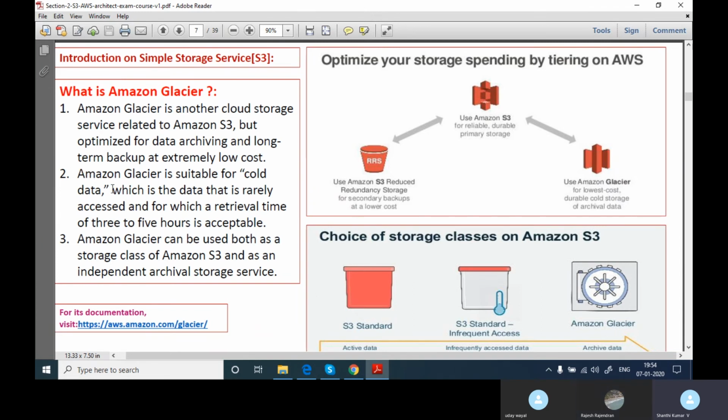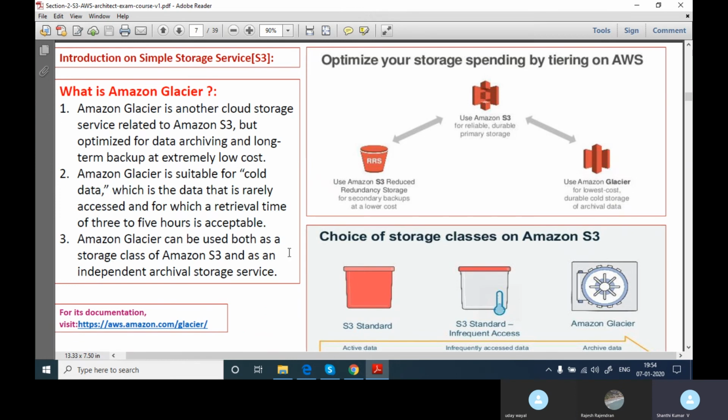Amazon Glacier is suitable for cold data, which is the data that is rarely accessed and for which a retrieval time of 3 to 5 hours is acceptable. So that's the requirement: we need to give advance intimation to pull the file.